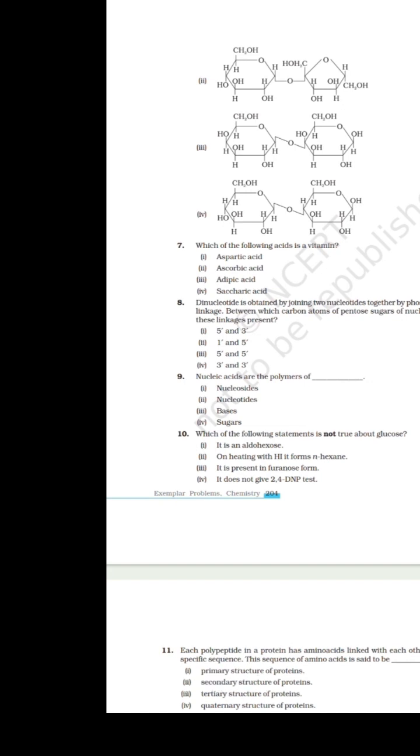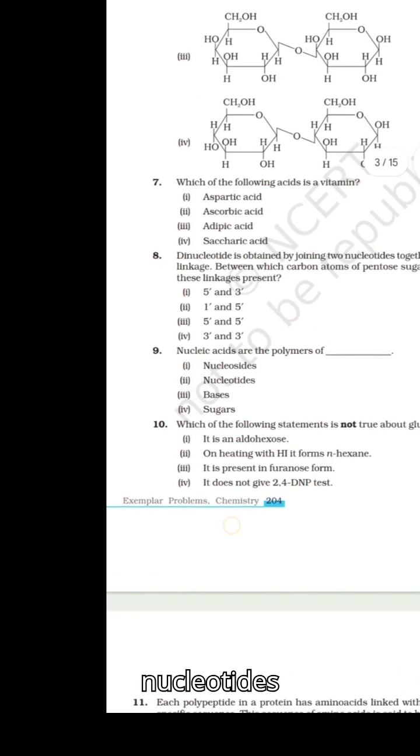Actually, nucleic acids are polymers of nucleotides. Monomers are called nucleotides. That is, the correct option is the second one, nucleotides. Then we have to know what is the meaning of nucleotides.